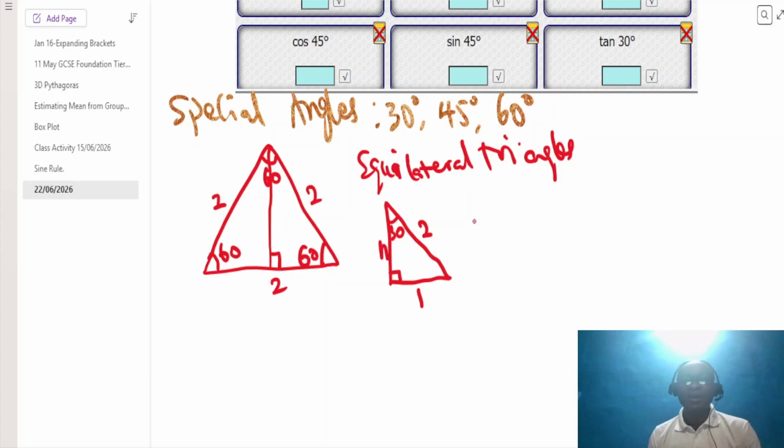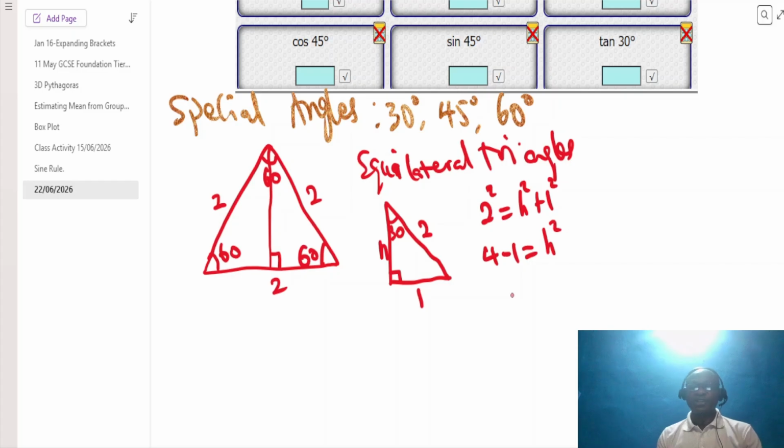Now, for me to know the height here, that is this side of that right angle triangle, I can use Pythagoras, which means 2 squared is equal to h squared plus 1 squared. Therefore, 2 squared is 4 minus 1 squared, which is 1, is equal to h squared. Therefore, the height of that right angle triangle will now be square root of 3. That is 4 subtract 1. So I can simply say it now that the value here is square root of 3.